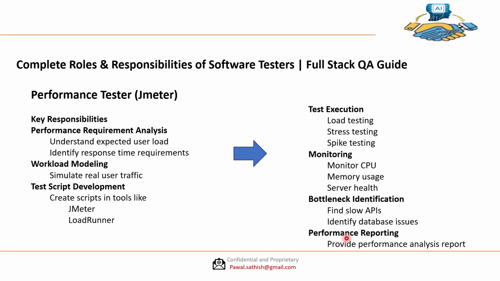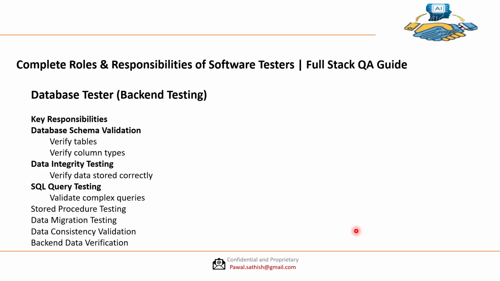And then performance reporting. We'll analyze the report and share it with the stakeholders. Next is database testing, or backend testing. Here we'll verify the tables and the column types. We'll also verify the keys: primary key, foreign key, unique key, and all the constraints. Then data integrity testing: we'll verify whether the data is stored correctly or not. We'll also use SQL queries for backend testing, and verify stored procedure testing, whether the stored procedure covers all the exceptions and returns the correct value or not.